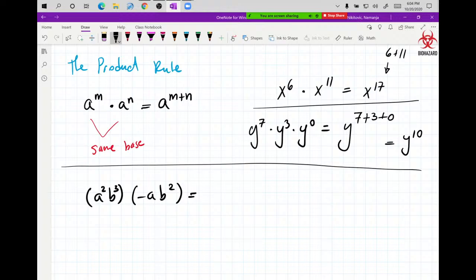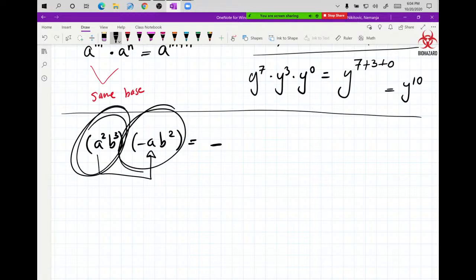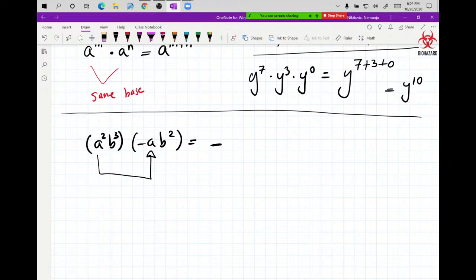I guess we are still multiplying the ones that have the same value. Copy the negative, because a positive number times a negative number is going to give us a negative. So that's positive times negative. Now what I have here is a to the 2 plus 1 times b to the 3 plus 2. That's all it is.